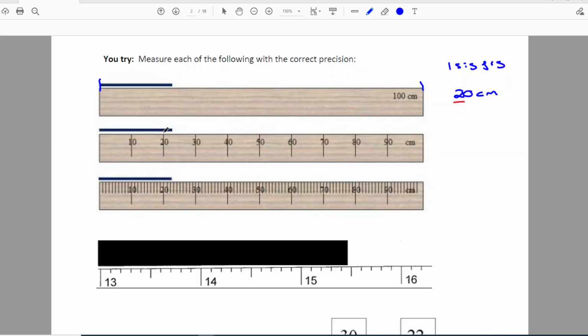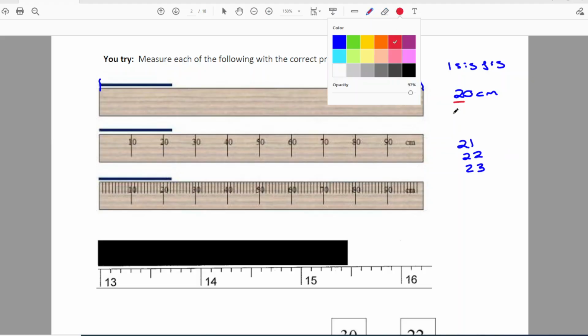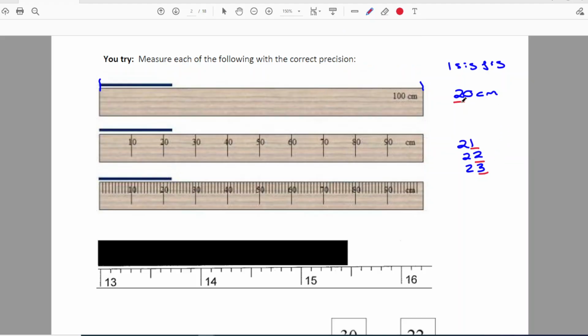So for this next one, I know for sure I've got divisions of 10, 20, 30. So I know for sure that I can write 20, but then I can estimate my ones. So this rod is somewhere between 20 and 30. So I'm going to say something like, I don't know, 21, 22, 23, somewhere in there. It does not matter. Because this time I've estimated the ones. So this one I estimated the 10. This one I estimated the ones. And so this one actually has 2 sig figs.